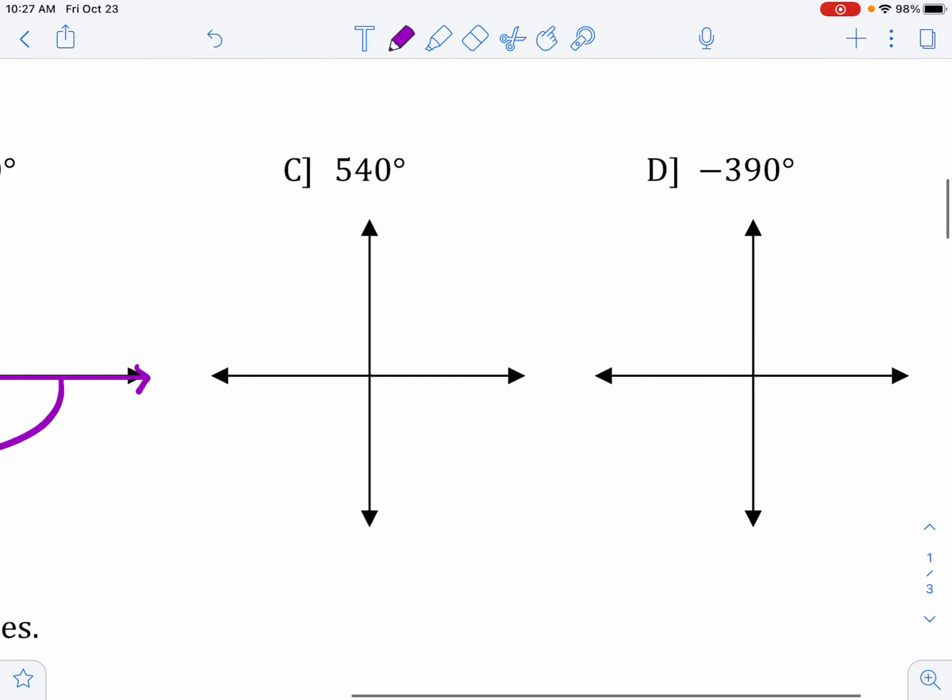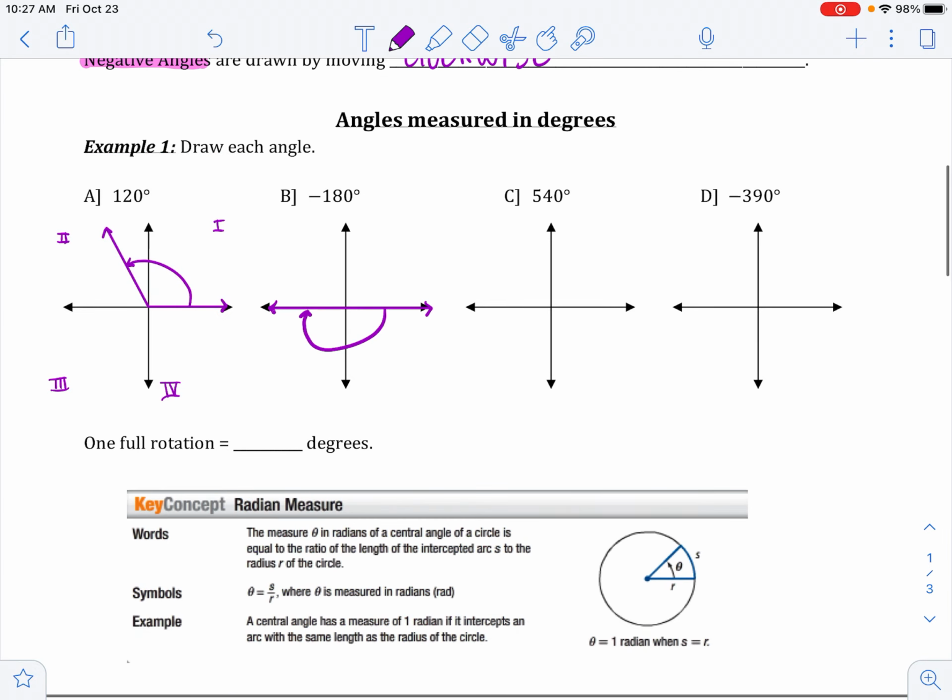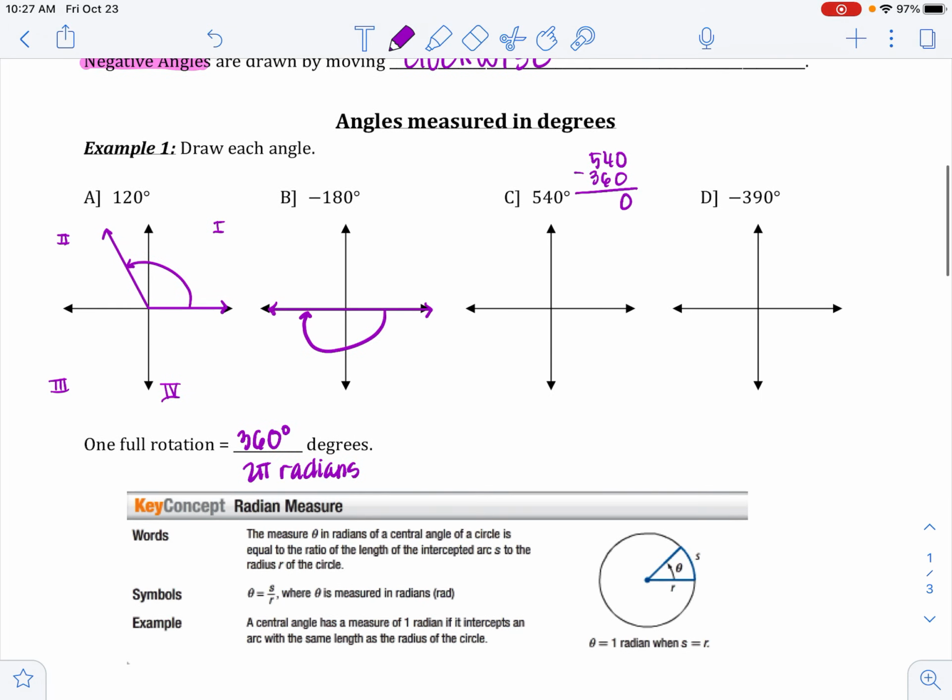Okay, the next one is 540 degrees. So if I asked you how much is a full rotation, a full rotation is 360 degrees or 2 pi radians, right? That's a full rotation. So if I want to go 540 degrees, that's more than a full rotation. To figure out how much more, I'm going to do 540 minus 360, which is 180. So 180 more than 360.